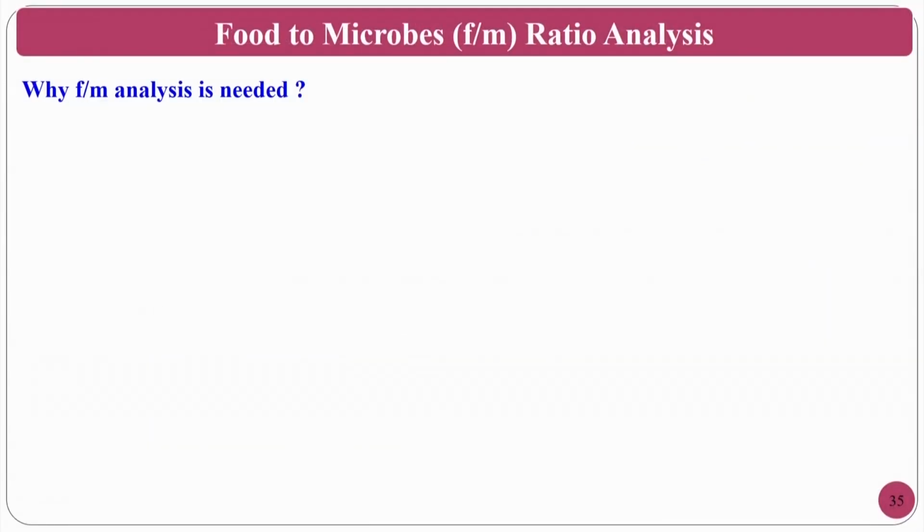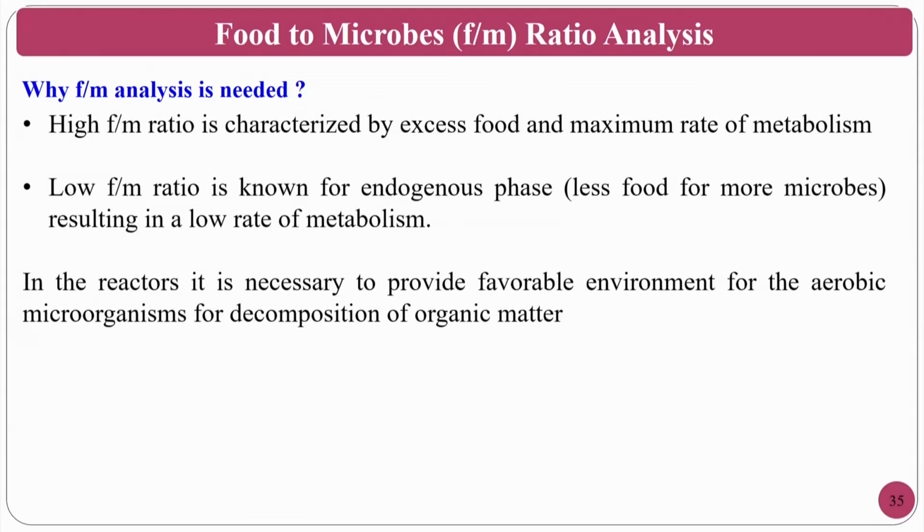So, next comes the food to microbes ratio. What is food to microbes ratio? If the food to microbes ratio is high, that means you are giving excess food. A low food to microbes ratio results in a low rate of metabolism. In those circumstances you have to give an optimum food to microbes ratio. Okay. Anyhow, if you are not understanding, you may understand in the next slide.